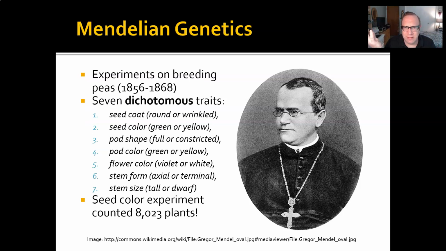Why is this even important? Well, his experiments concentrated on controlling for which traits he wanted to see. So he was looking at 7 what he called dichotomous traits. A dichotomous trait is a trait that only has 2 versions. Okay, he looked at seed coat. Was the seed round or was it wrinkled?